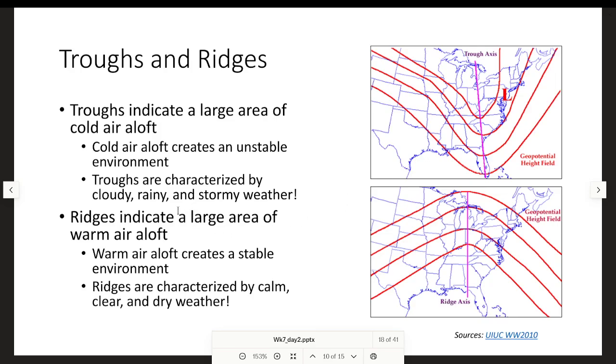And then ridges indicate a lot of warm air aloft, so it creates a stable environment. If you have warm air aloft, air is not going to want to rise because air would prefer to rise in an environment that's colder around it. But if you have warm air in the upper atmosphere, the air below it is going to be stable. And they're characterized by calm, clear, and dry weather. They're also persistent. If it's hot in the summer and you get this ridge, it can stay there for weeks. And that's what's been happening to us.